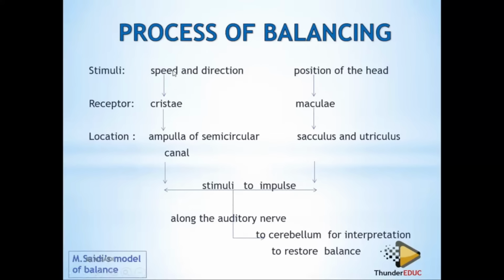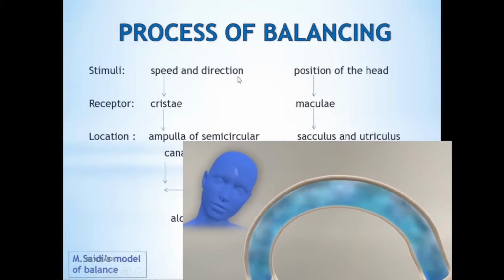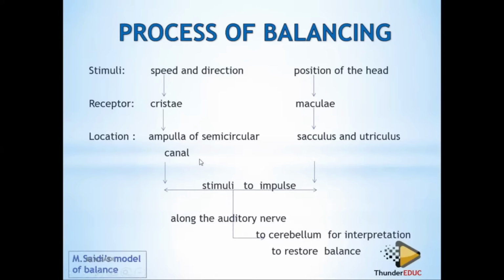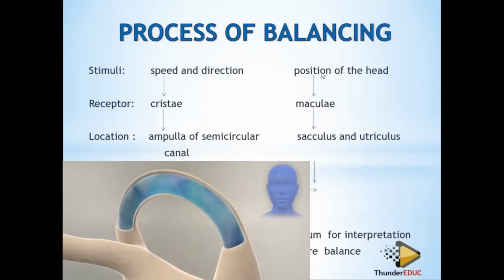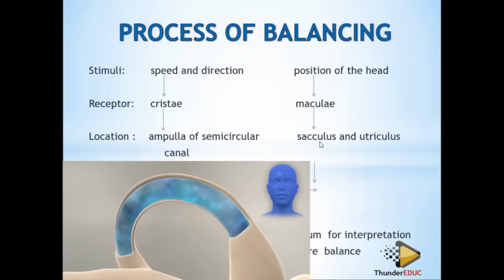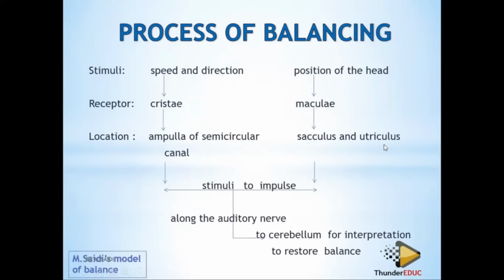So I repeat, change in the speed and direction of the head stimulates the cristae found in the ampulla of the semicircular canal, comma. Change in the position of the head stimulates the maculae found in the sacculus and the utriculus. The stimuli is being converted into an impulse, which is sent along the auditory nerve to the cerebellum for interpretation to restore balance. Simple. What else do you need from that? Nothing, and that's what we need.